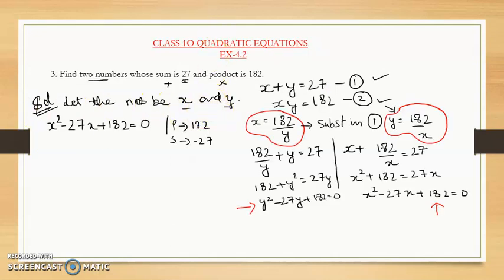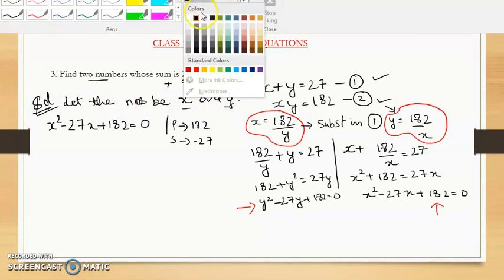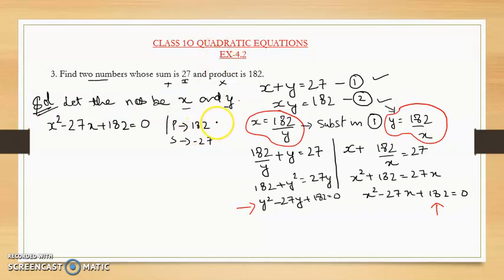So what were the factors we got of this 182? We got the factors of 182 as 13 and 14, right. Now we need sum as minus 27, and we need product as 182. So if I take minus 14 and minus 13, I will get minus 27, and if I multiply them, minus 14 into minus 13, I will get 182, correct.